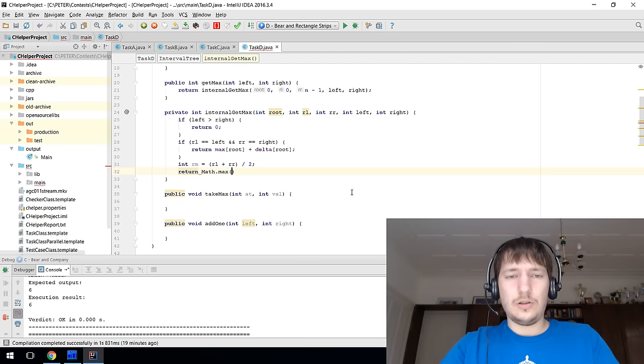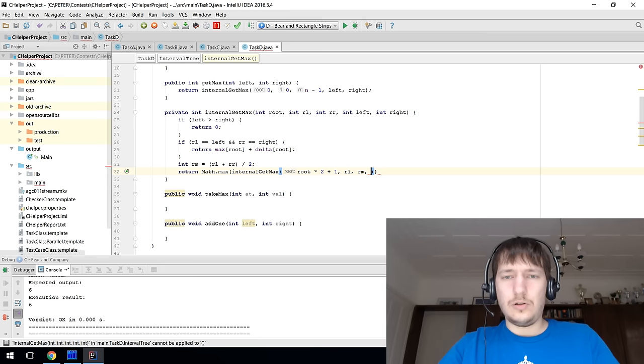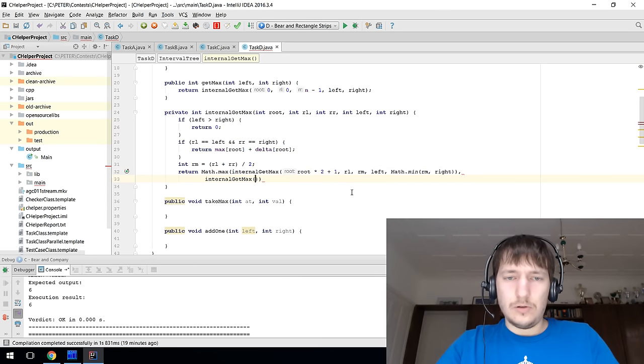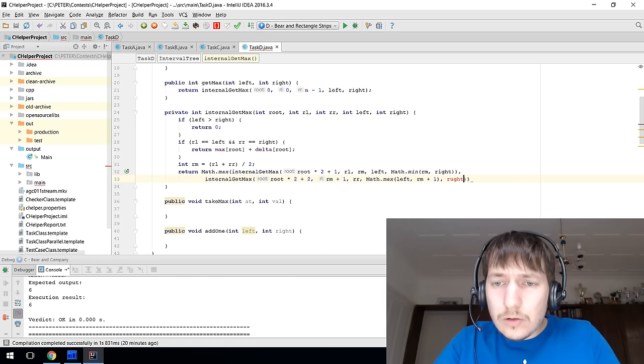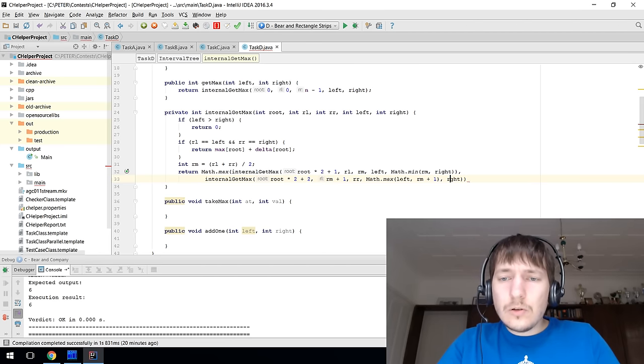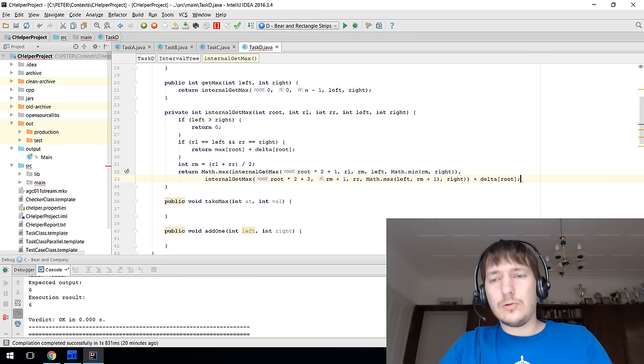Return max of internal get max, out times 2 arrow, rm left, max of min rm right, and internal get max to rm plus 1 error, max of left, rm plus 1 right, and plus delta root.